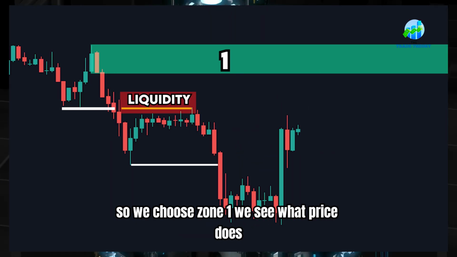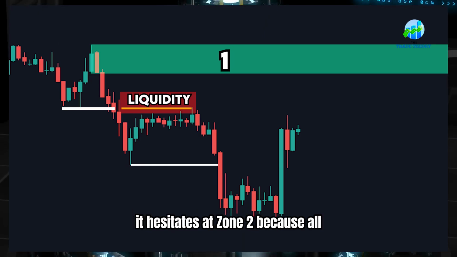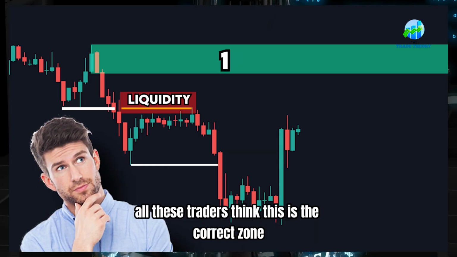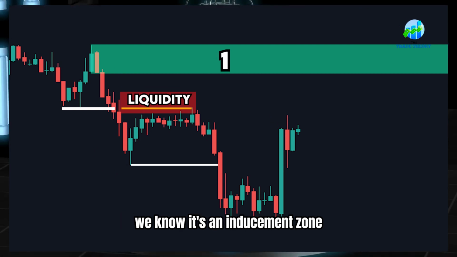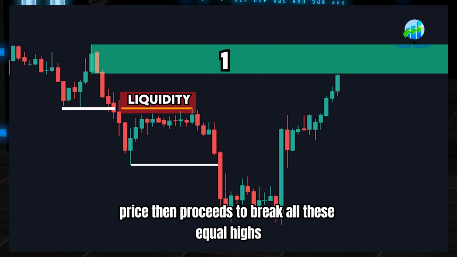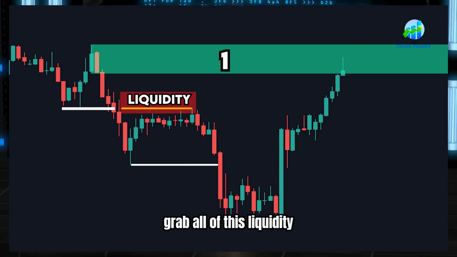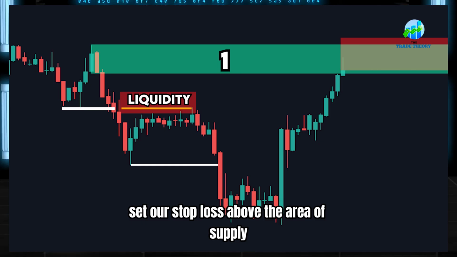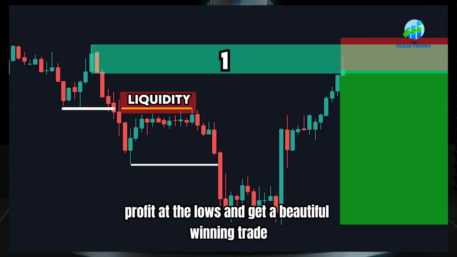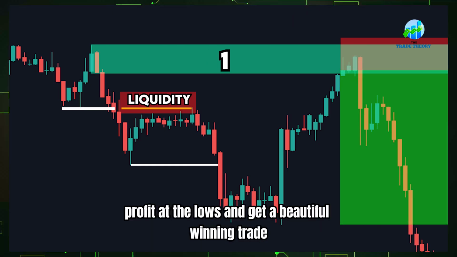We see what price does. It hesitates at zone 2 because all these traders think this is the correct zone. But for the reasons I mentioned before, we know it's an inducement zone. Price then proceeds to break all these equal highs, grab all of this liquidity. We enter a short trade, set our stop loss above the area of supply, set our take profit at the lows, and get a beautiful winning trade.